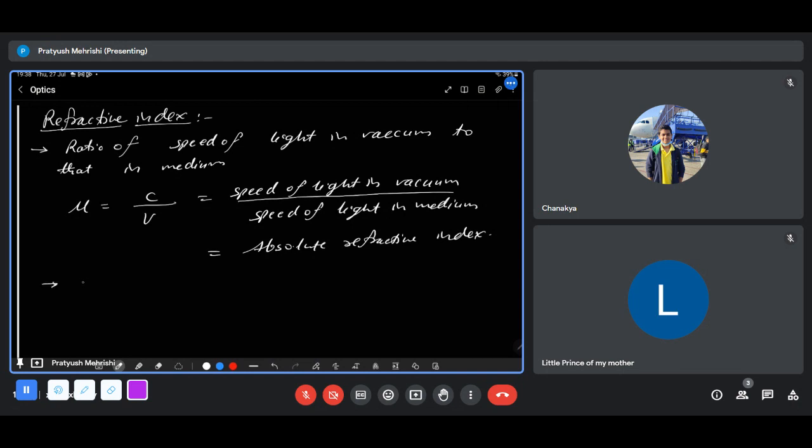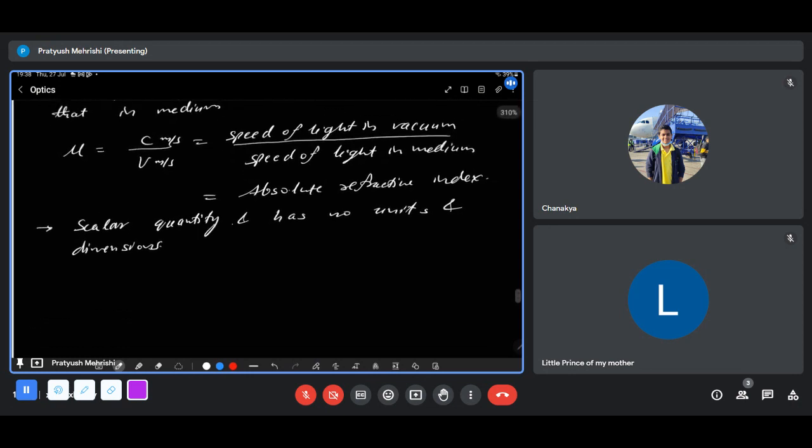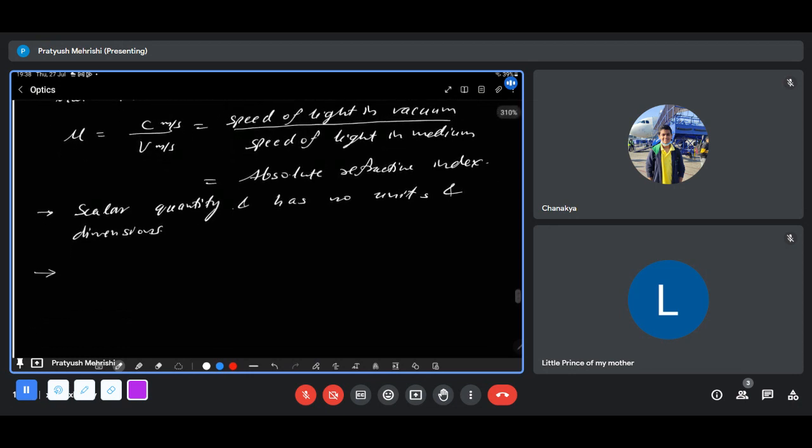This refractive index is a scalar quantity and it is just a ratio. See, speed of light in vacuum is in meter per second, and in medium it is also in meter per second, so meter per second and meter per second cancel out. It means it has no units and dimensions. It is just a ratio.